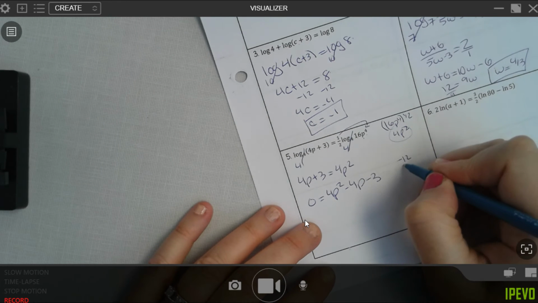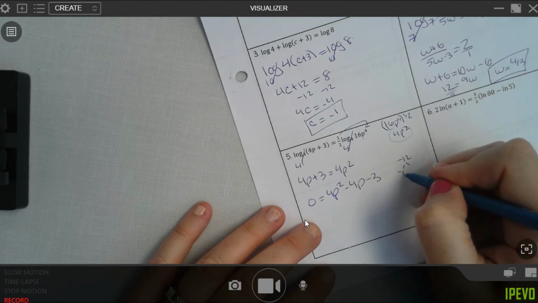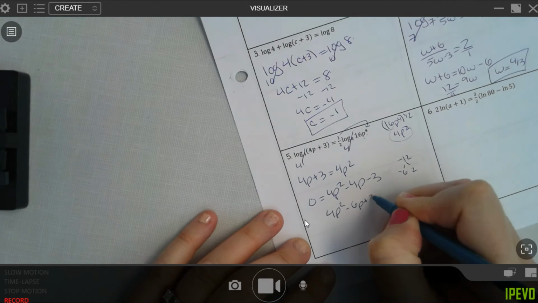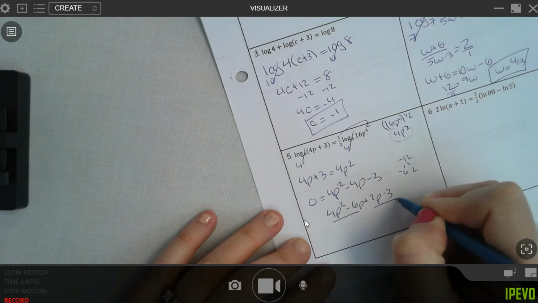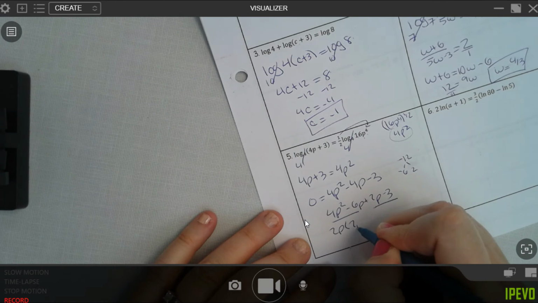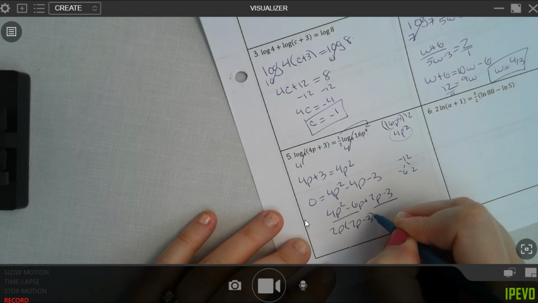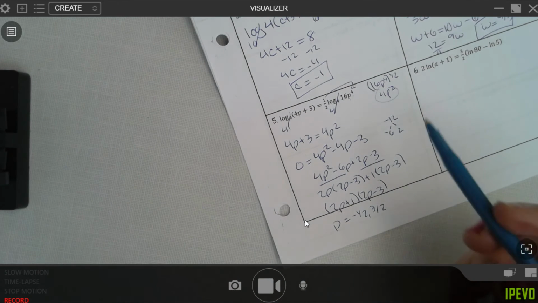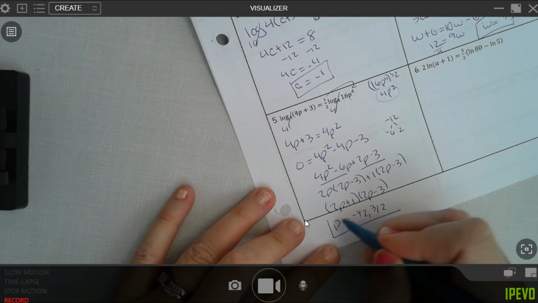So negative 12 would give me negative 6 and positive 2. So my p is negative 1/2 and 3/2. And when I look back up there, those both work. So we're good to go there.